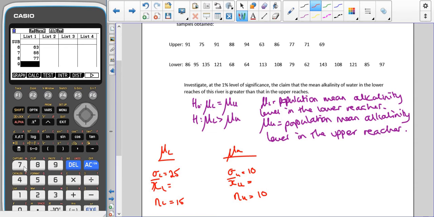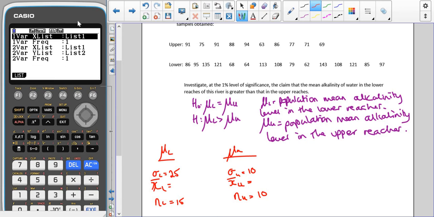Remember, after you have entered the data into your calculator, always double check it, make sure you haven't made any errors, because after this we're going to get our value from the calculator, and if we've got that wrong we're going to lose marks.